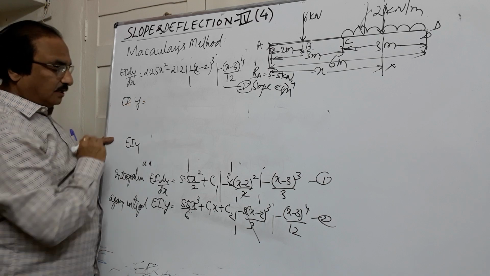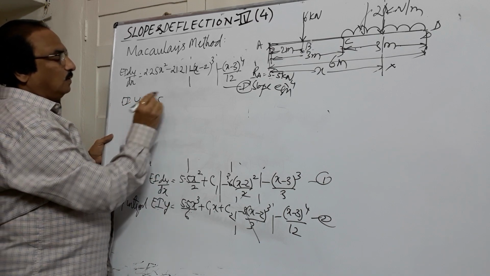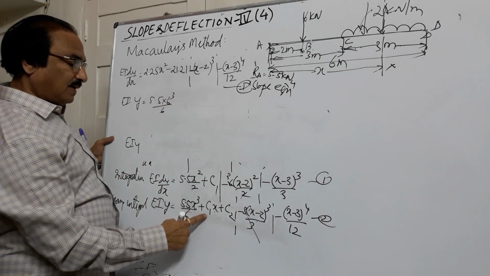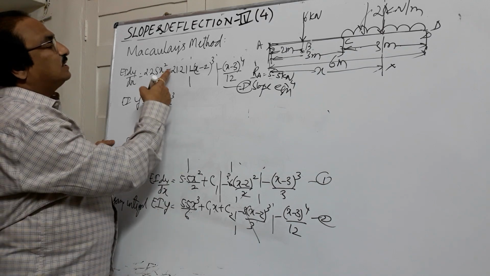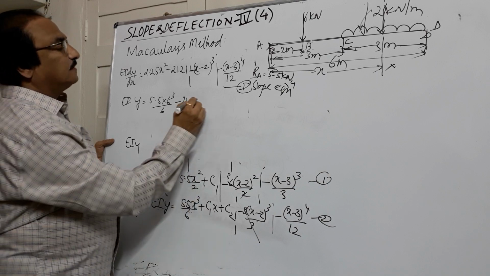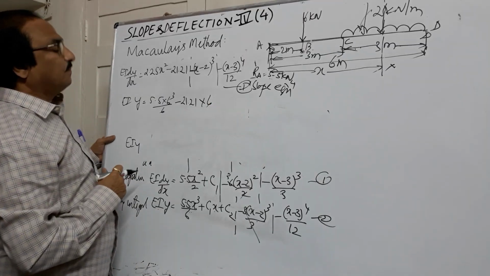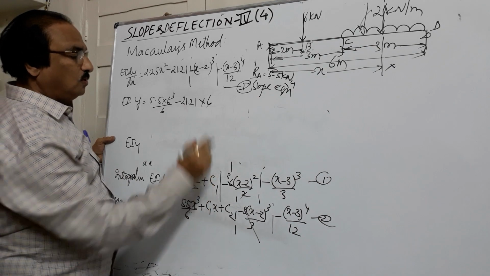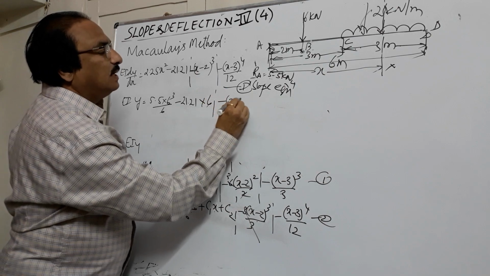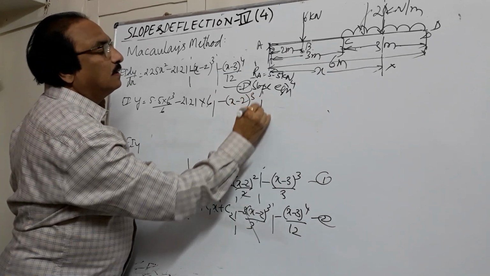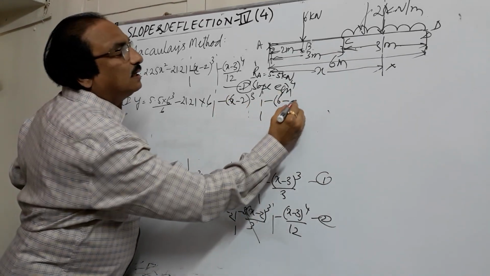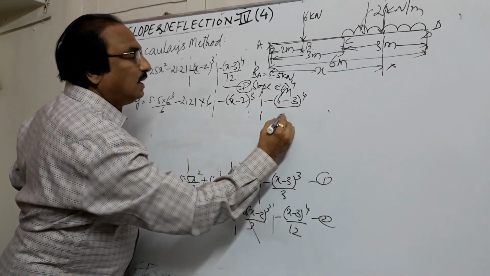Okay, let us substitute here. EI into y is equal to 5.5 into 6 raised to 3 divided by 6 plus C1 is known to you, and the value of C1 is minus 21.21 into x into 6, then C2 is 0, coming to x minus 2, minus x minus 2 whole raised to 3, then left out is minus x minus 3 raised to 4 divided by 12.